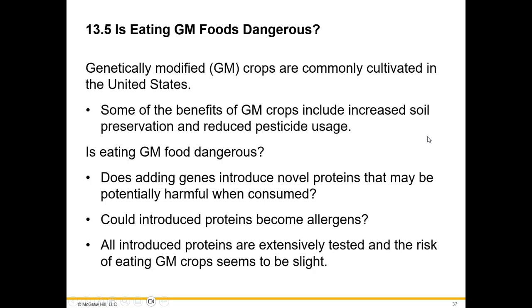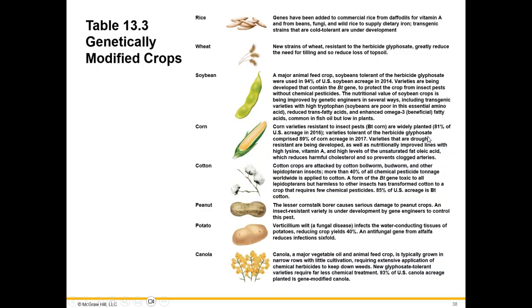And then in the US, all introduced proteins have been extensively tested, and we haven't found enough scientific proof that GM crops are detrimental in any way to be ingested by humans, but the research will continue so long as we continue to use them. But the US has concluded that the risk of genetically modified foods does not outweigh the benefit. The risk seems to be slight. There are other countries that disagree on that, but all of our research continues.